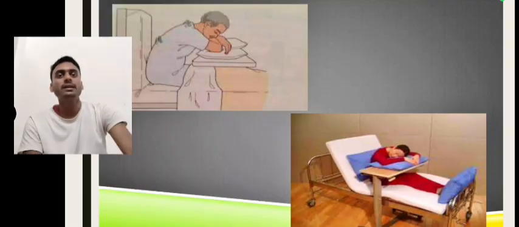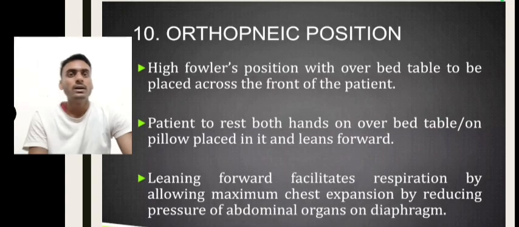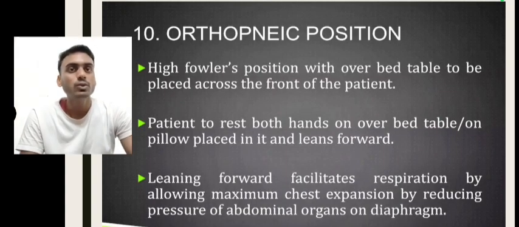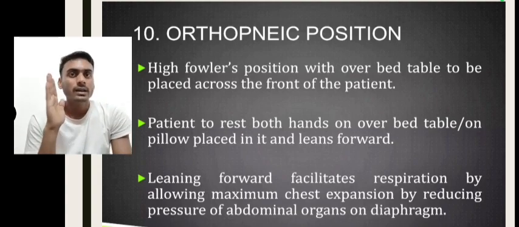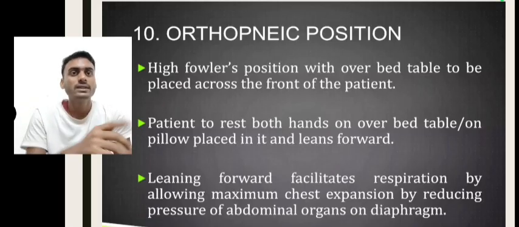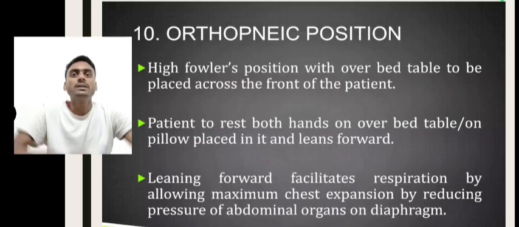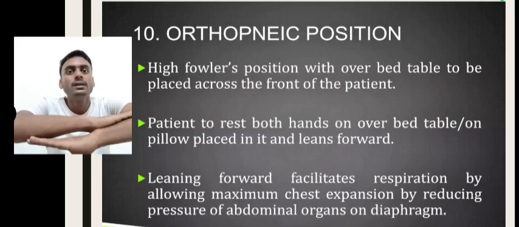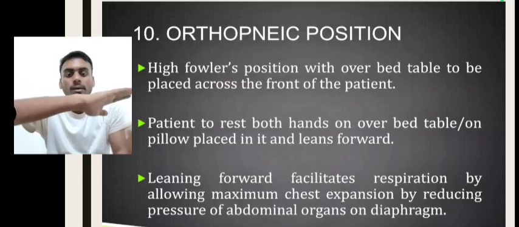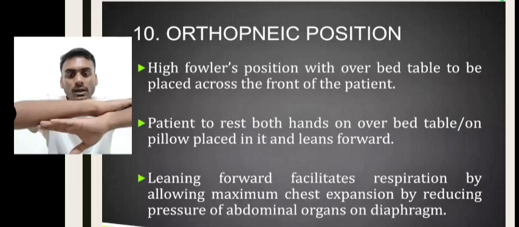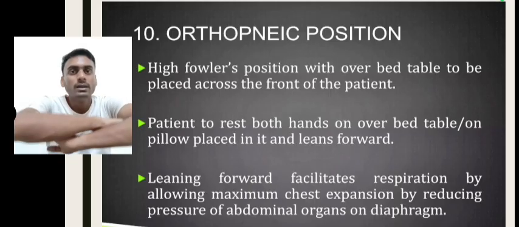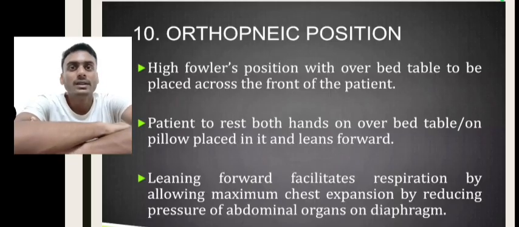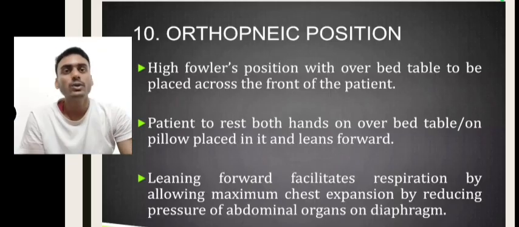So now you discuss the next position. This is an important position, like the orthopneic position. The high Fowler position, you have just heard, the patient will be laid at a 90-degree angle. At that time you provide one bed table and the patient lays both hands down on the table. Below the hands you provide one pillow, so the patient can easily place the hands on the table. So why is this important?